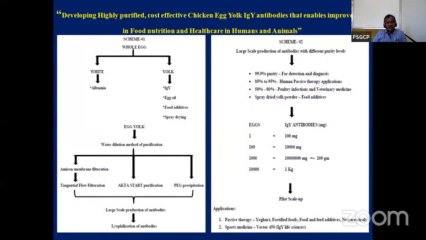The experts were very much convinced when we presented this, but at the same time, a lot of discussions were there. How is it possible? Can we produce these antibodies that cheaply? Then it will be very viable for passive therapy. We can use it, even for fortification of food, and it can be used as nutraceuticals. That's how they were able to support us.